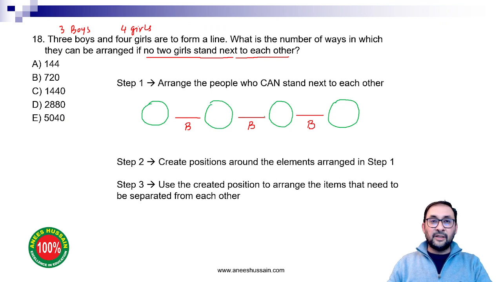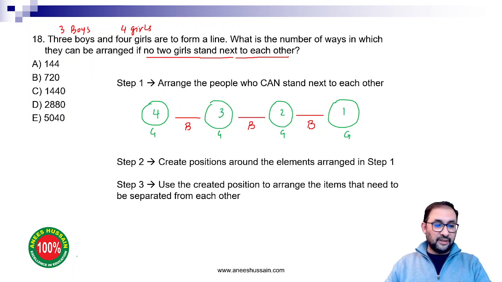And step 3 is to use the created positions to arrange the items that need to be separated from each other. So the girls need to be separated from each other. So there are 4 girls. So I'm going to put a girl here, a girl here, and a girl here. And the important part is that because there are 4 positions and exactly 4 girls, the number of arrangements is going to be pretty easy. That's going to be 4 and 3 and 2 and 1.